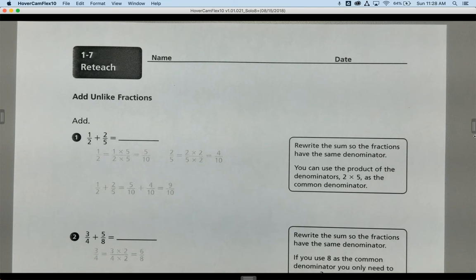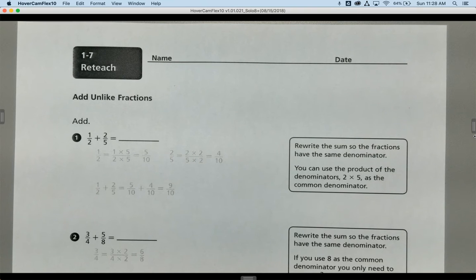We've got to look at the denominators given to us, find a common denominator, and then rewrite one or both of the fractions as equivalent fractions having that common denominator. That's a mouthful. Let's just see this in action.